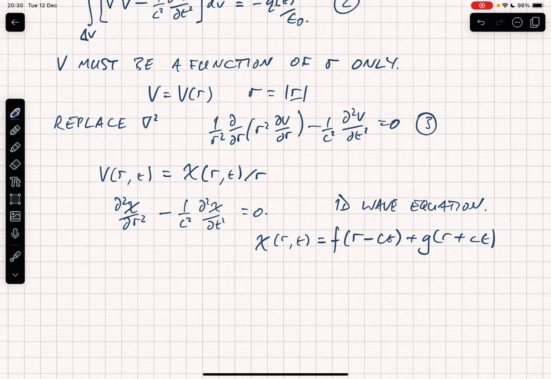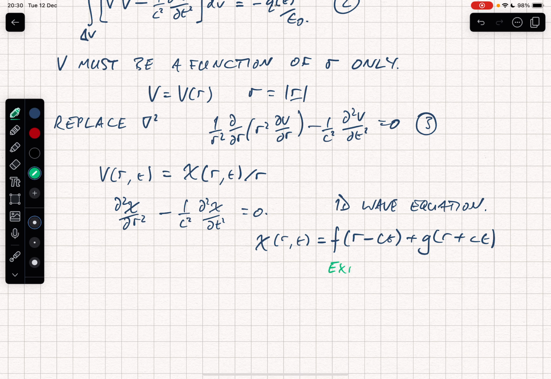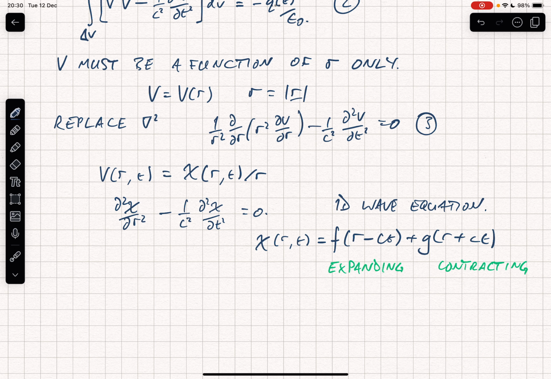One of them represents an outwardly expanding wave. Let's make this in a different colour to make it stand out. So the expanding wave is f, because that's the r minus ct, and we have a contracting wave, which is the g of r plus ct. And we're only going to want to pay attention to the expanding wave. That's the solution that we want.